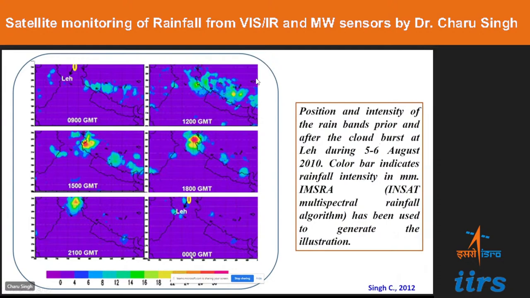So after 3 hours from this event, this high intensity rainfall system is dissipated from the Leh region and it is moving towards the southwest region of the neighboring country.